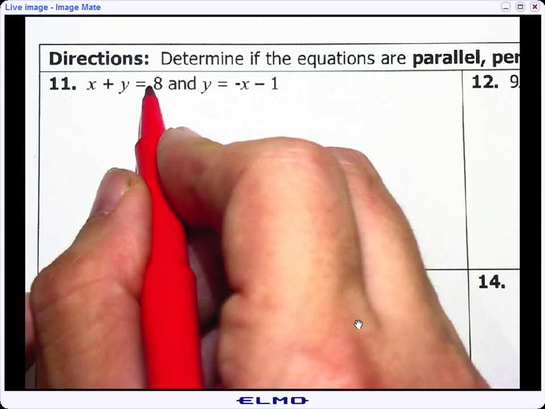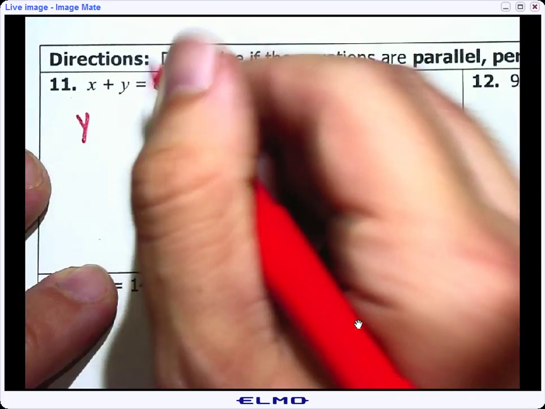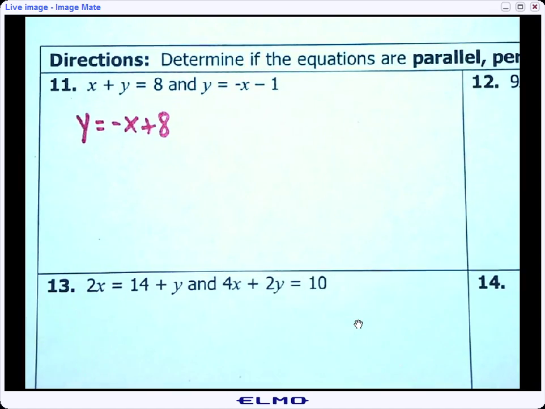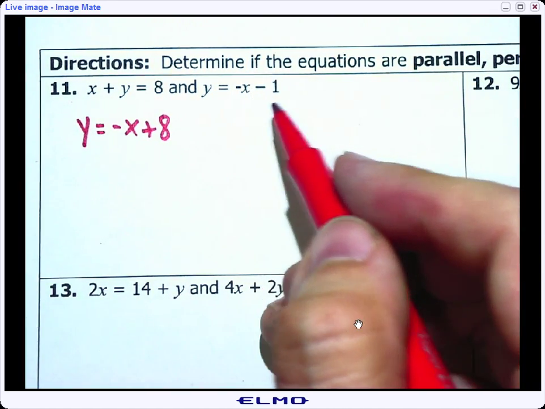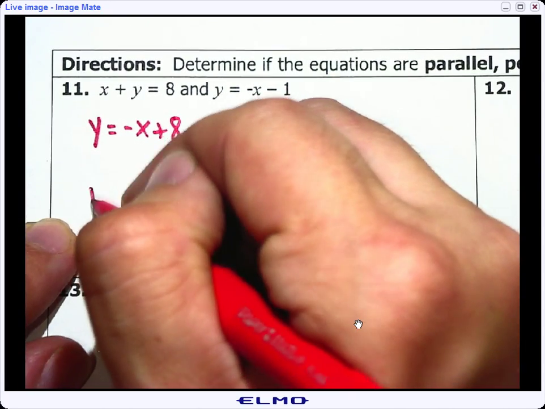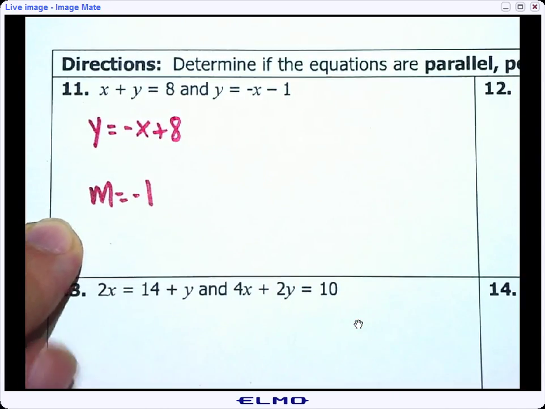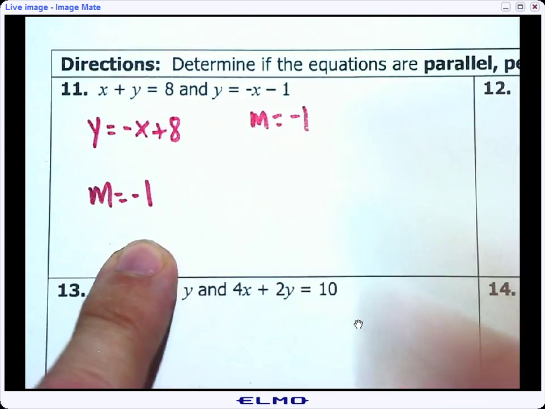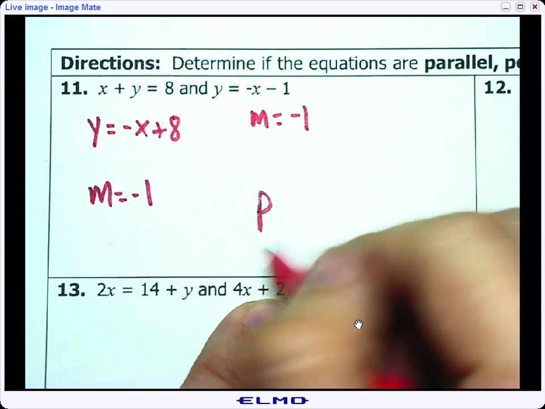So I need to subtract that x from both sides to get y equals negative x plus 8. This equation is already in the right form. y equals mx plus b. What's the slope of this line? Negative 1. What's the slope of this line? Negative 1. Those are the same. So my lines are parallel.